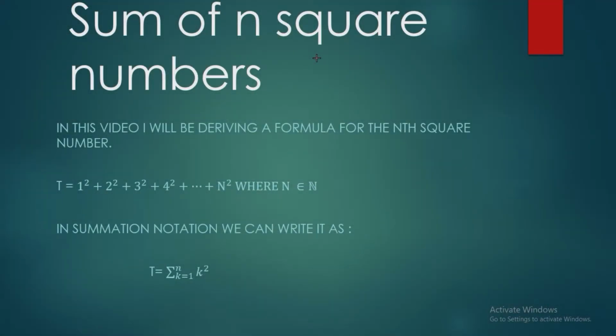In this video I'll be deriving a formula for the sum of the first n square natural numbers. In summation notation we can write it as the sum from k equals 1 to n of k squared.